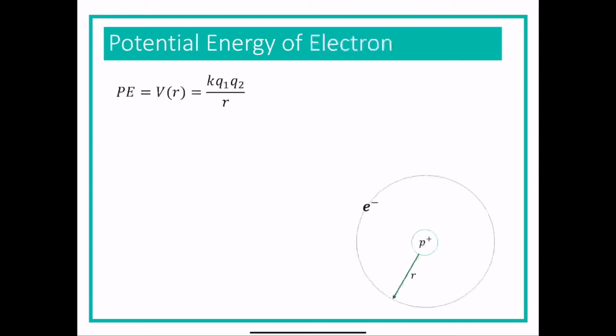So let's pretend we have an electron and a nucleus, and the electron is a distance r from the nucleus. Yes, I know, it's theoretical.